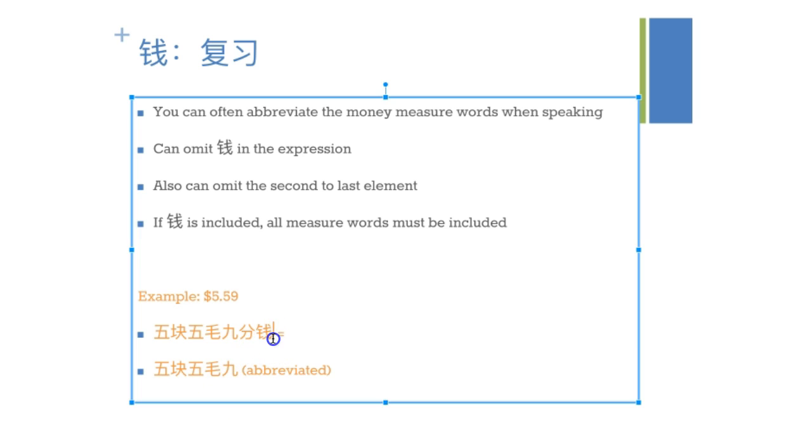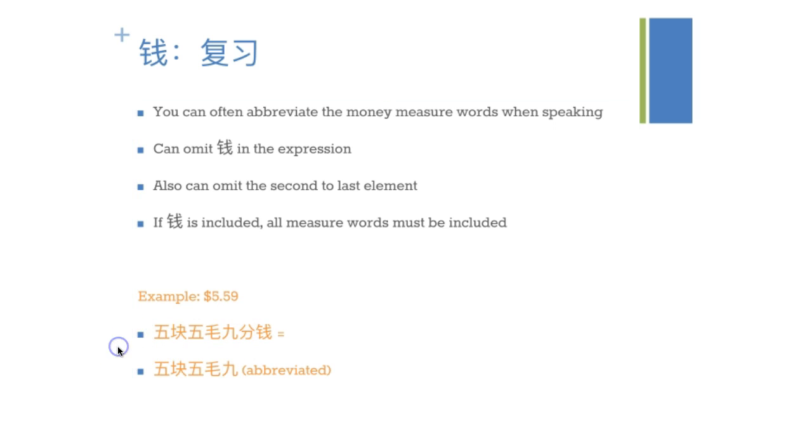And there's a reason you can get rid of some of these terms, because if I say 5块5毛9, it's perfectly clear from the context what I'm talking about. $5 and 50 cents plus 9. Right? What else could it be but 5.59? So that's how an abbreviation could work in Chinese.